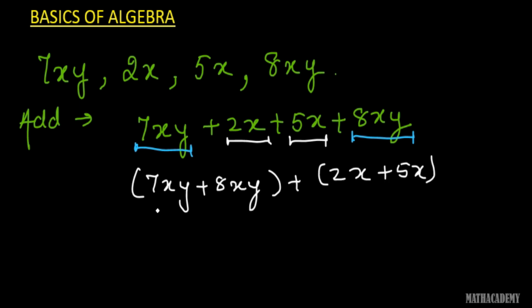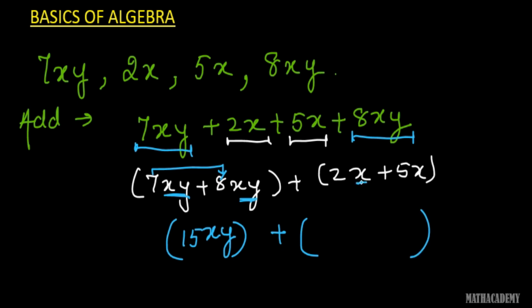Now how do we add the like terms? Whatever is the variable part that is the same, we just write that common variable part and we add the numeral part. So 7 plus 8 gives you 15. In this case, the same variable part is x. So just write down x, the variable part, and add the numerals 2 and 5 to give us 7. So your answer is 15xy plus 7x.